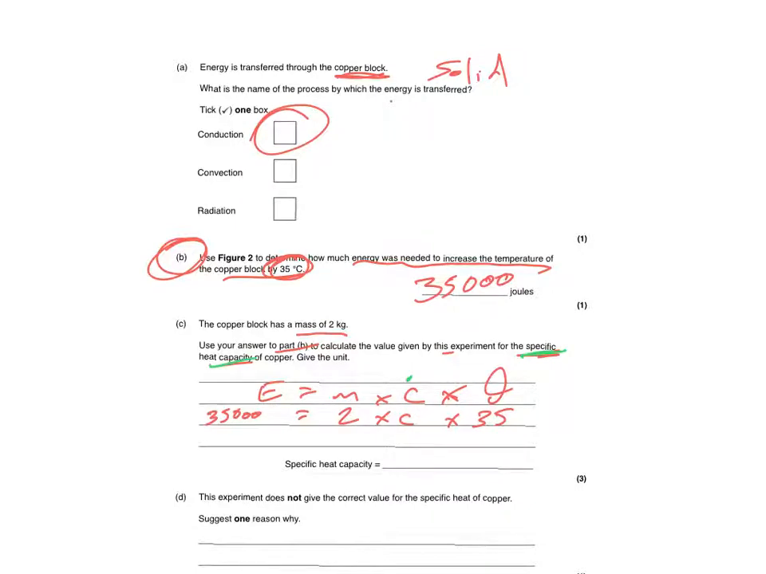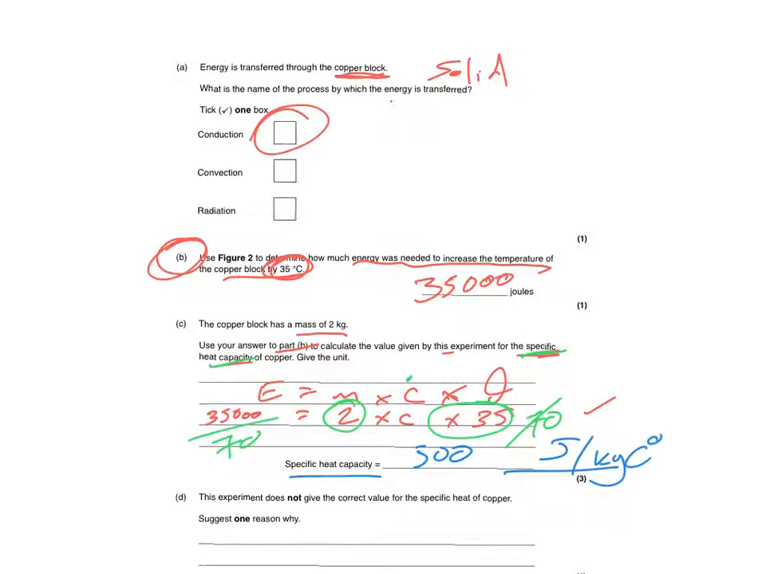So substituting in, we've already got 1 mark. We then need to rearrange, but before that we simplify. So 2 times 35 would be 70. Then we just rearrange and take the 70 down the bottom, and that will leave us with C on its own. So C ends up as 500, and we've got to give the units as well because they're not given here. So it's joules per kilogram degrees Celsius.